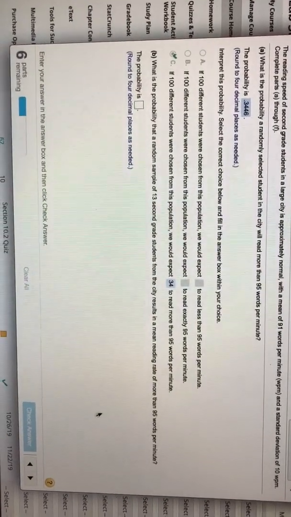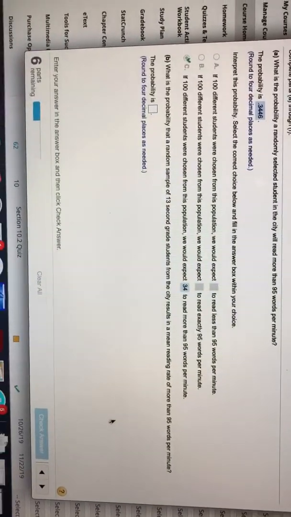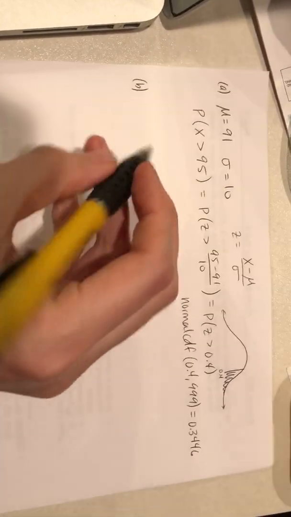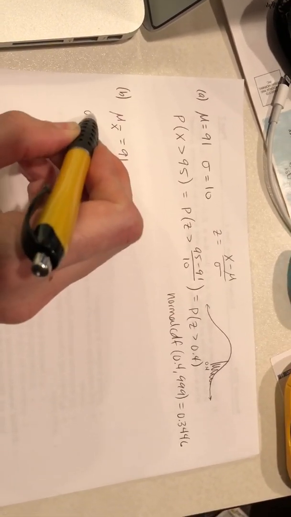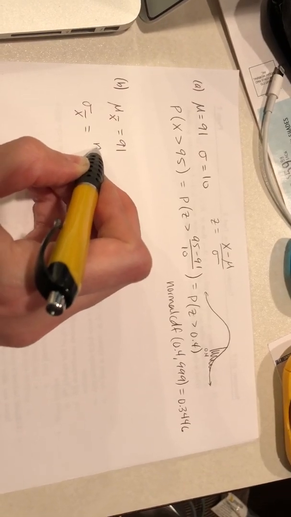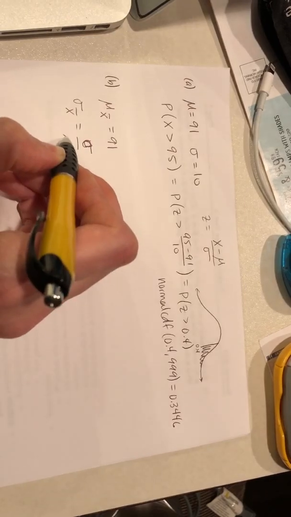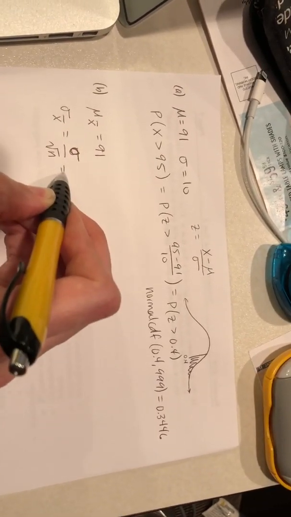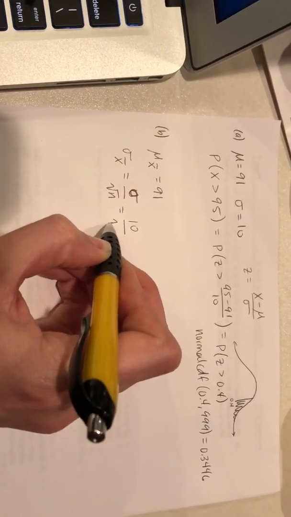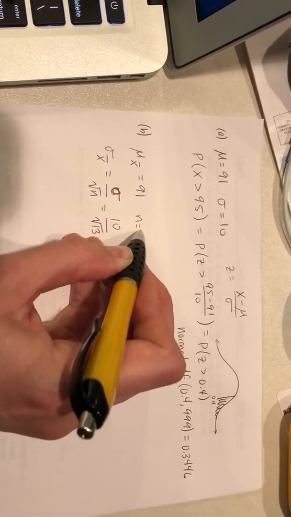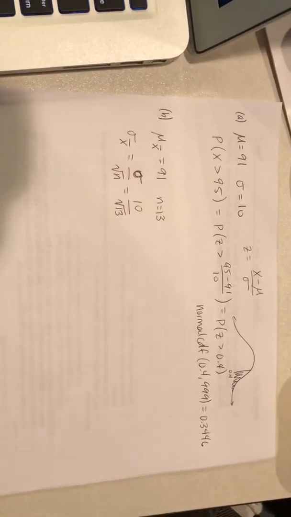So the next problem switches from just a single student to a random sample of 13 students. So we're switching from just one single x to a mean. So what we need is what we used for the previous problems in this section. First of all, our mean for the sample mean is going to stay the same. It's going to stay 91. Our standard deviation, though, is going to change. We need to divide the population standard deviation by the square root of n. So our standard deviation is 10, and we're taking a random sample of 13 students, so I'm taking the square root of 13 since n is 13. Okay, so I have a new standard deviation of 10 over the square root of 13.